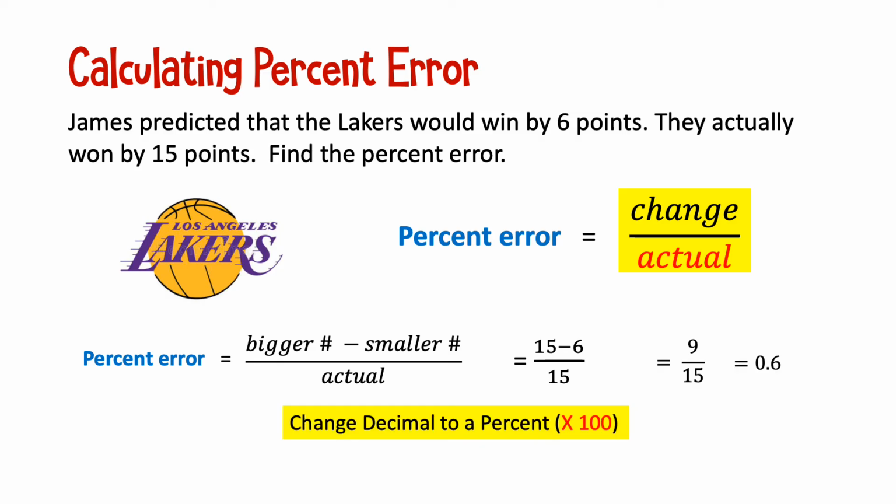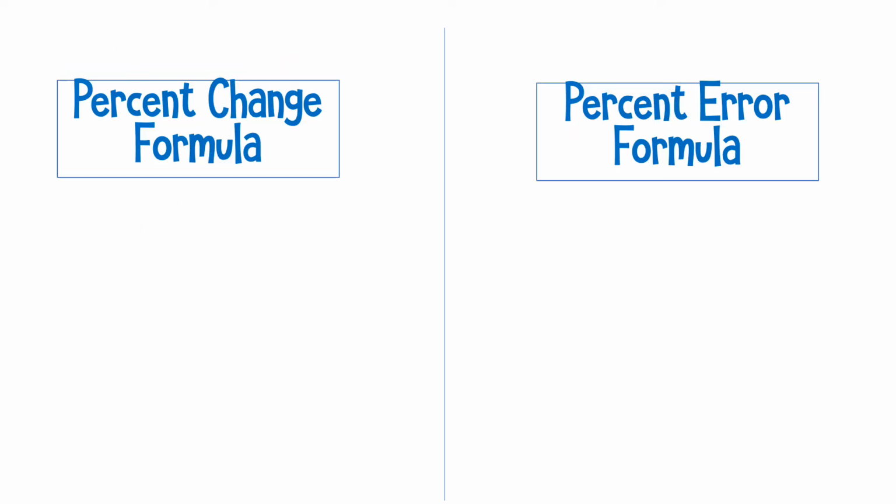Notice we need to change our decimal now to a percent. So we multiply 0.6 times 100 and move our decimal point 2 places to the right. This allows us to then plug in a 0, and we have a 60% error in this situation.